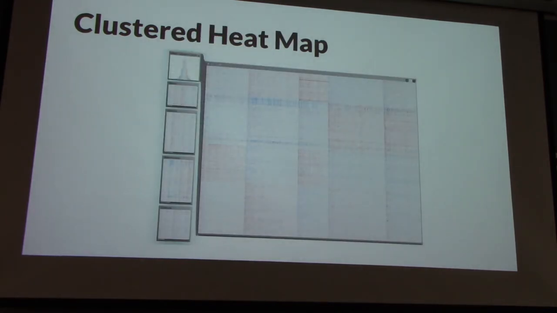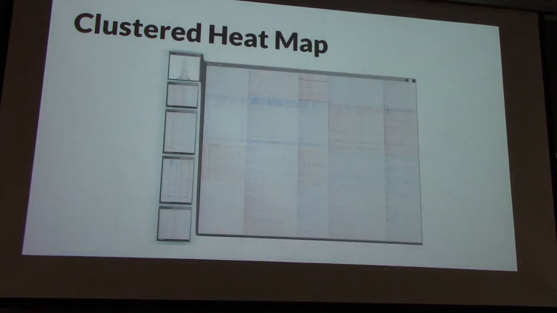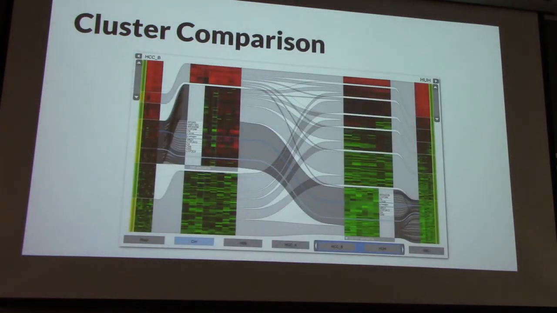Here is a clustered heat map. I showed this picture before in comparison to that visualization, but clustering doesn't particularly help. You can see structure in this case, but you can't really see much structure in this case.